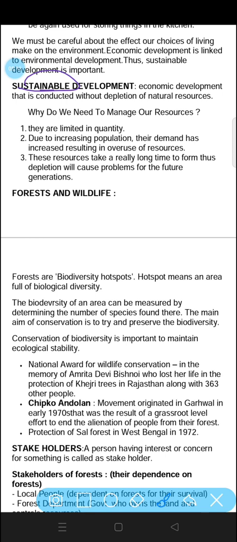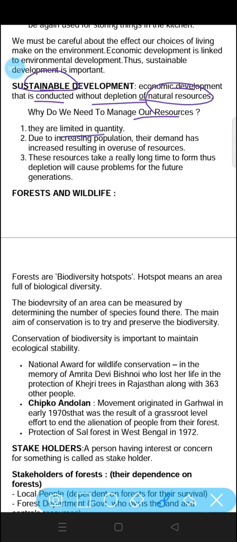So we should develop ourselves without harming our environment, without polluting the environment, so that our environment does not get depleted. Economic development that is conducted without depletion of natural resources, without any harm to our environment, should lead to development. Why do we need to manage our resources?